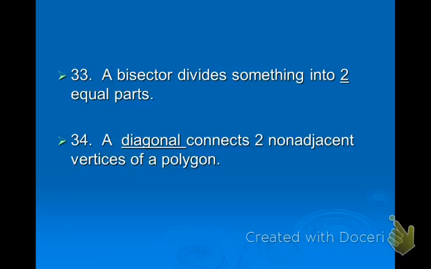A bisector is something that divides something into two equal parts, and we'll be doing that a little bit with constructions. And then a diagonal, I hope we know, and we used that already once, connects two non-adjacent vertices. Adjacent means next to, so they can't be next to each other. So that would be like a diagonal right there of this rectangle. You also have one going the other direction. So it connects two sides that aren't next to each other.